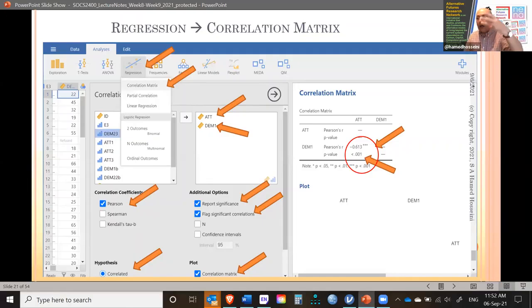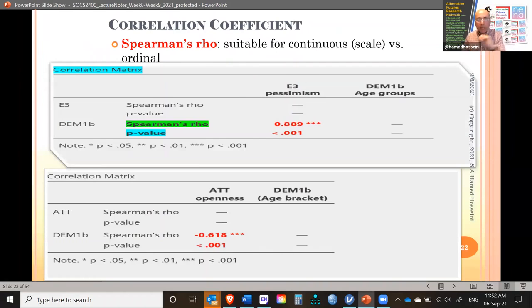So the three aspects of the relationship are discovered within that red circle: the strength, the direction, which is negative, and the significance of the relationship, which is significant, which is genuine. Okay, how about pessimism and, for instance, age? Sorry, I think DEM1B was the age brackets, right? Because pessimism is ordinal and the age brackets are ordinal, or you can consider pessimism as continuous, but definitely age brackets or age groups are ordinal. In this case, we go for a Spearman, not Pearson. We go for a Spearman, not a Spider-Man, a Spearman.